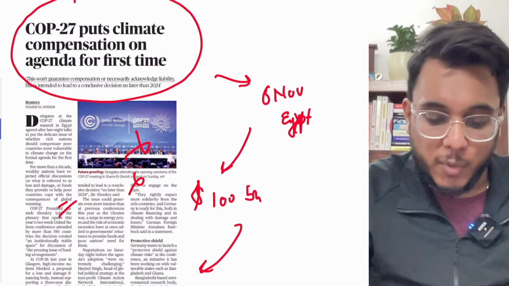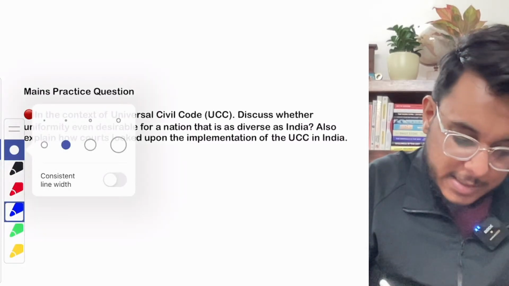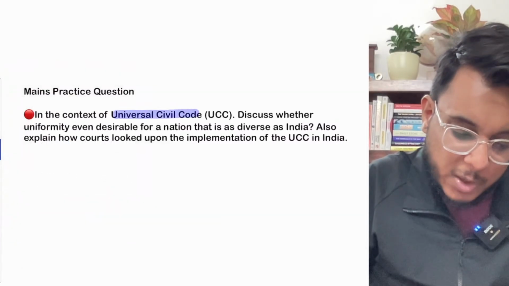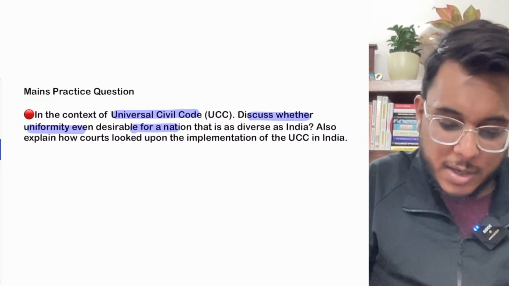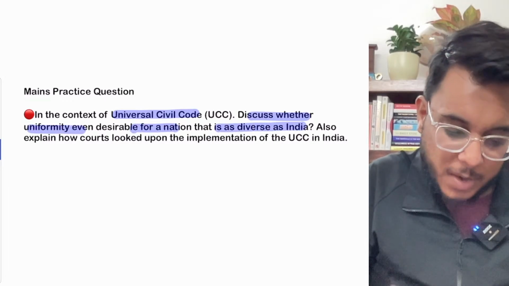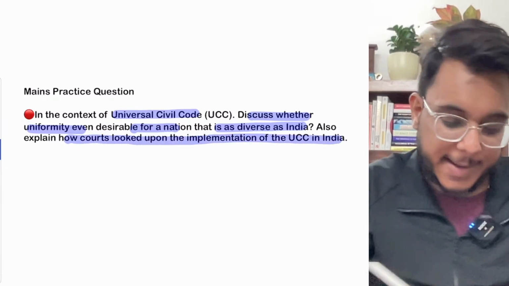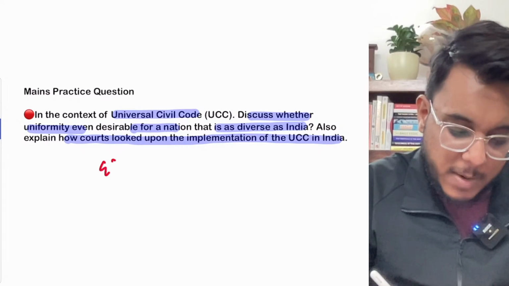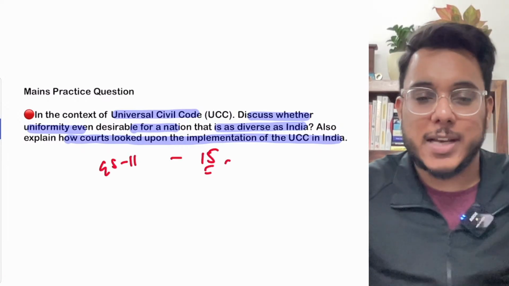And now let's move to the mains practice question for today. Today's mains practice question says: in the context of the uniform civil code, discuss whether uniformity is even desirable for a nation as diverse as India. Also explain how courts have looked at the implementation of the UCC in India. This article will be for GS paper number 2, and this will be a 15 marker question. So that is all guys for today.